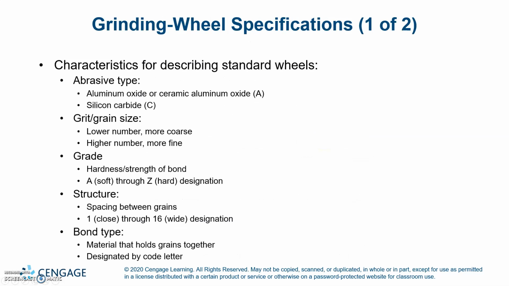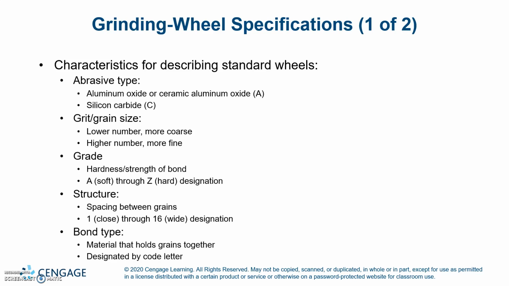Grinding wheel specifications. Characteristics for describing standard wheels. So you've got abrasive type: aluminum oxide or ceramic aluminum oxide is A, and carbon or silicon carbide is C. Grit, or grain size: a lower number is more coarse and a higher number is more fine. Grade is the hardness or strength of the bond, with A being soft through Z being hard.